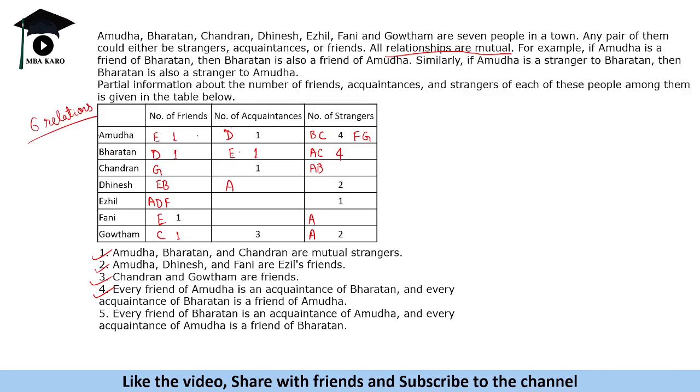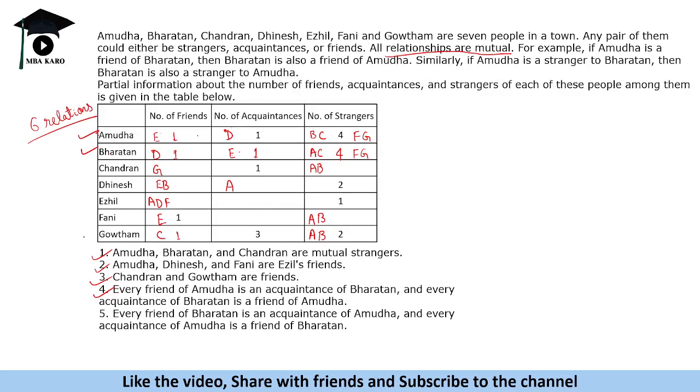So now for Bharatan, we see that D, E, A, C are done. F and G are left. So F and G should be strangers to Bharatan. Now similarly, Bharatan will be a stranger to Fani and Gautam. Now, how do we proceed next? Amudha is done, Bharatan is done, completely done.